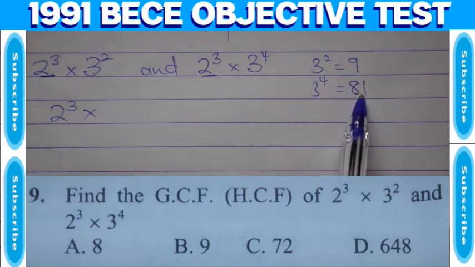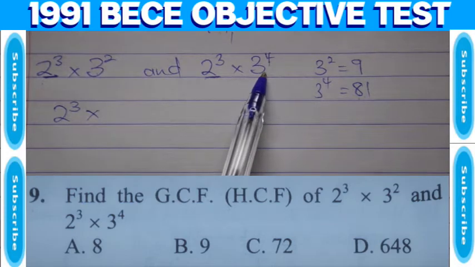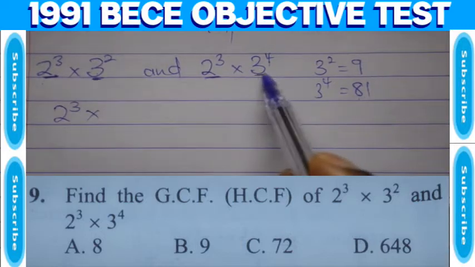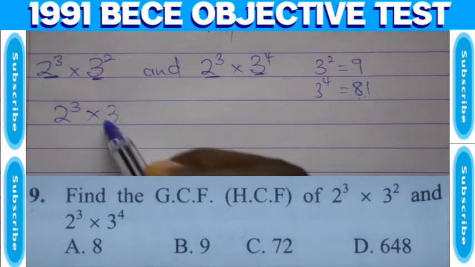9 is a factor of 81. So it means 3 exponent 2 is also a factor of 3 exponent 4. I believe you understand the idea that I'm putting across. When this happens, it means that 3 exponent 2 is found here. It is also found here. So that is the common factor that we have to write here. So you write it down.